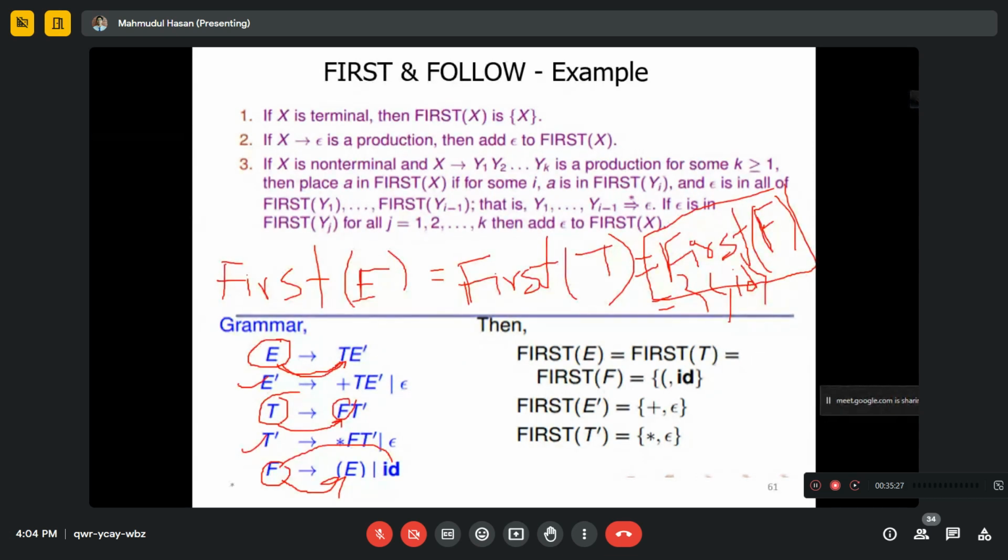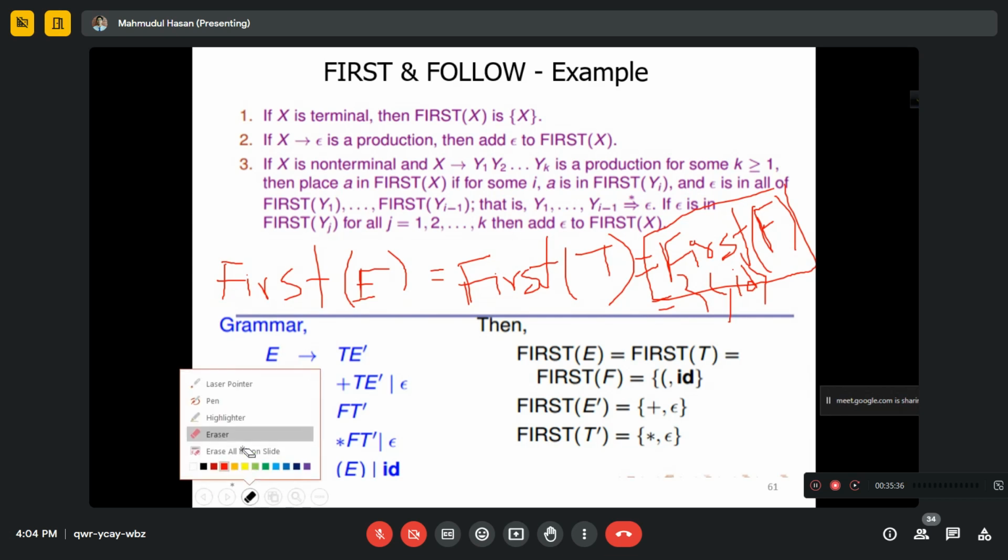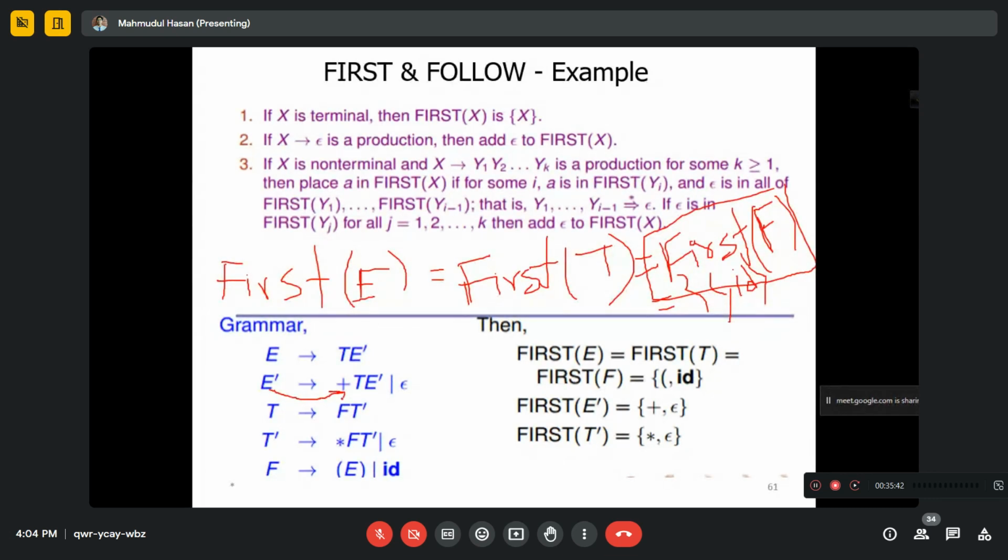So think about this one. Just a minute, I need to erase. So think about this one. There are 2 production rules. So E dash to plus. Plus is terminal or non-terminal for this grammar? Terminal. So in first of E dash actually plus, then E dash to epsilon. And epsilon, this one is also in the first. Okay, got it?